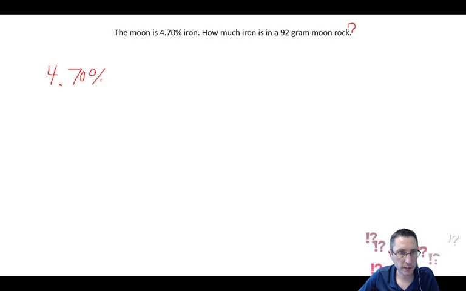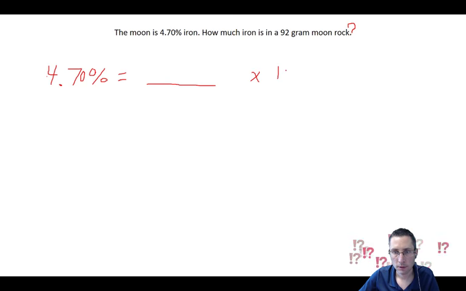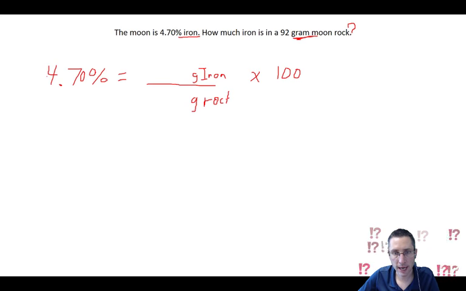that percentage formula. I know a percent is a ratio times 100, and what's in that ratio is the amount of the component. Here it's iron. The unit is grams. That's the unit I'm working with here. So it's grams of iron over total grams. What's total? The moon rock, because the rock has iron in it. How much iron? Well, that's what we're trying to figure out, in a 92 gram moon rock.